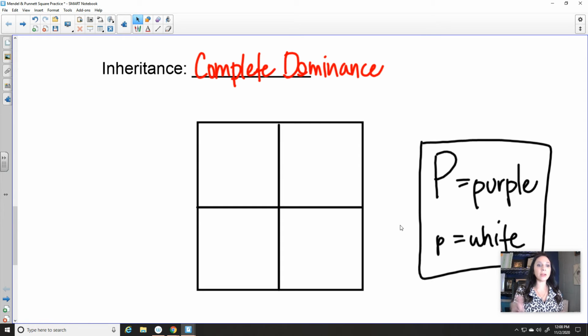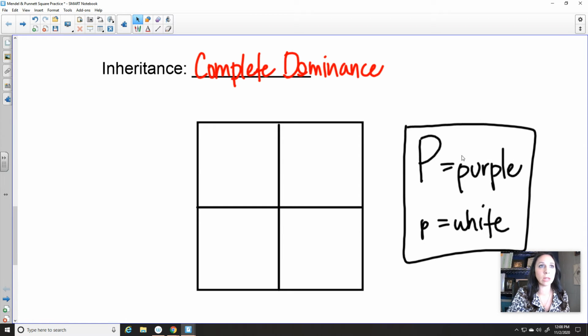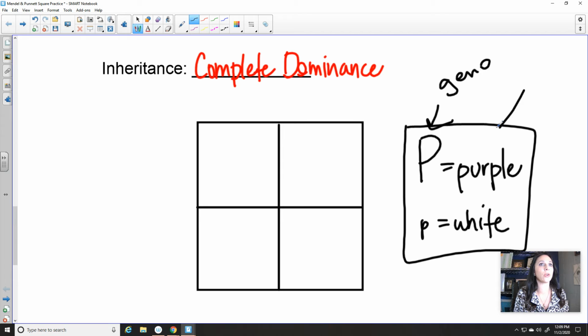Okay, so this inheritance pattern that I'm referring to, this is important because we're going to learn about some more advanced genetics later on. So we're going to be doing complete dominance with Mendel's pea plants. Now here's your legend. I have to give you a legend. The letters, remember, that's your genotype. Okay, so this, get my pen. This is your genotype. The words, that's your phenotype.